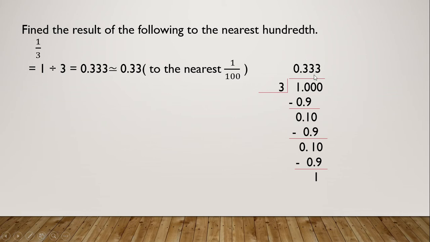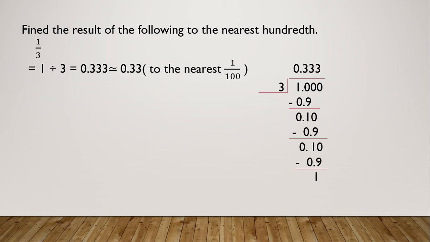I want 3 decimal digits only. To find the result, approximate to the nearest hundredth. Okay, 1 divided by 3 equals 0.333. To approximate it to the nearest hundredth, our hundredth here is 3, and the thousandth is 3. 3 is weak. I will cancel the thousandth digit and the hundredth doesn't change.